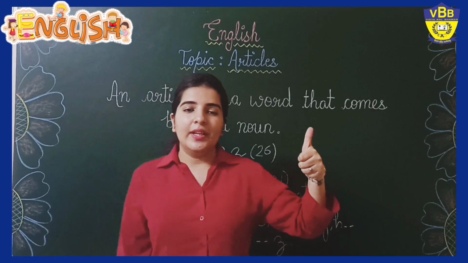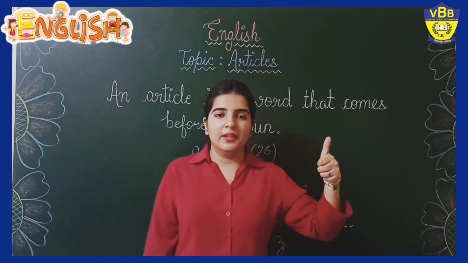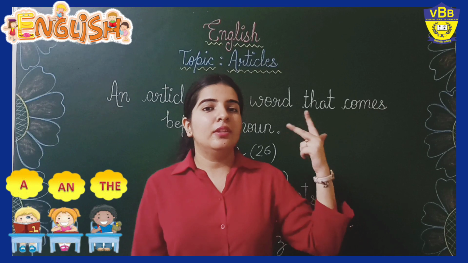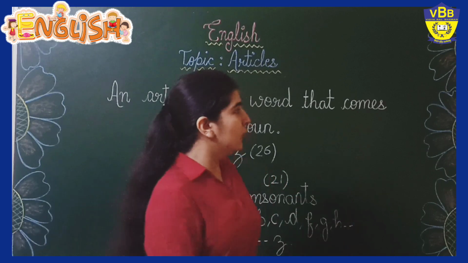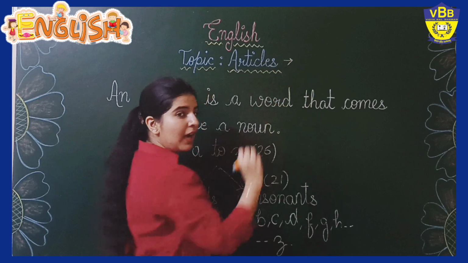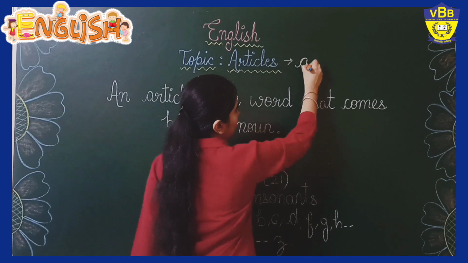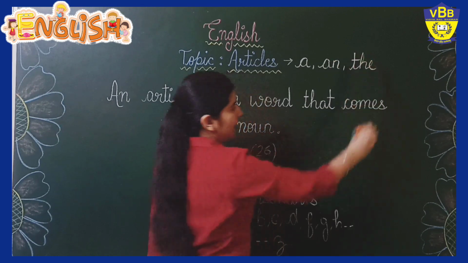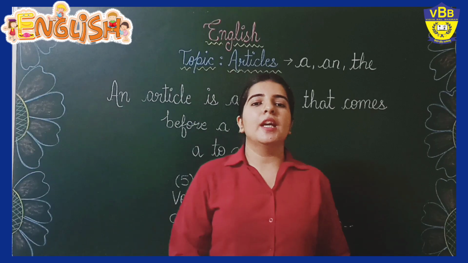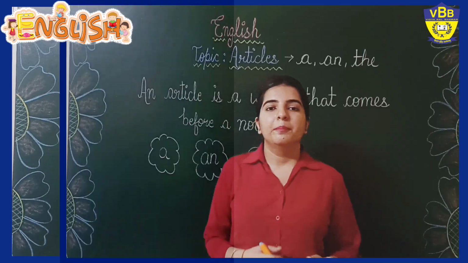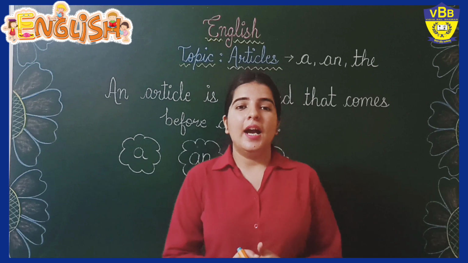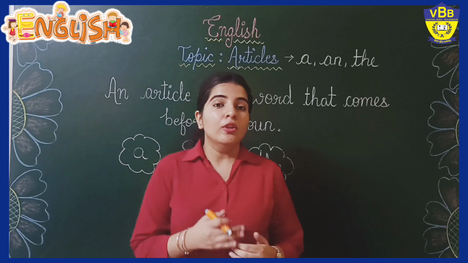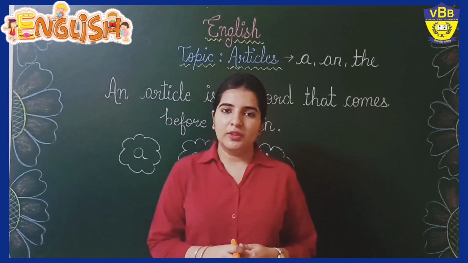The first brother is A. The second brother is an. And the third brother is the. So there are 3 brothers of articles. Repeat with me. A, an, the. These are the three articles which we are going to study about. Before I start the topic, I want all of you to watch this video that I am going to play right now for your better understanding about the topic.